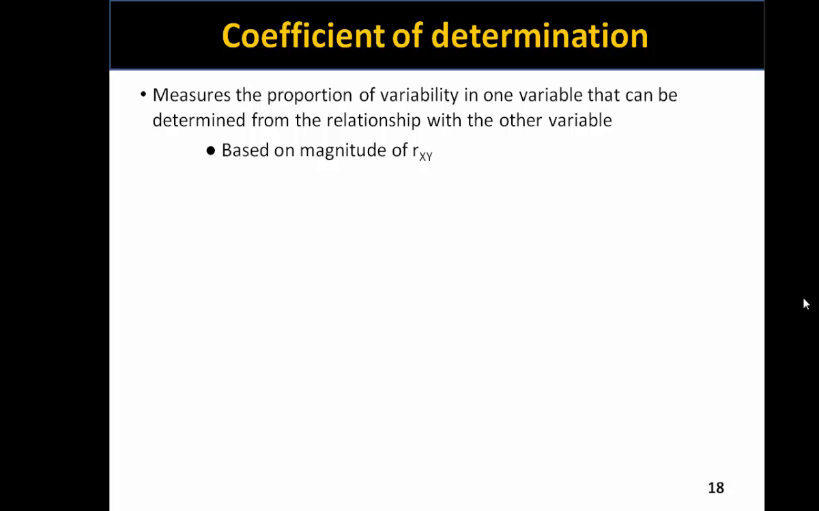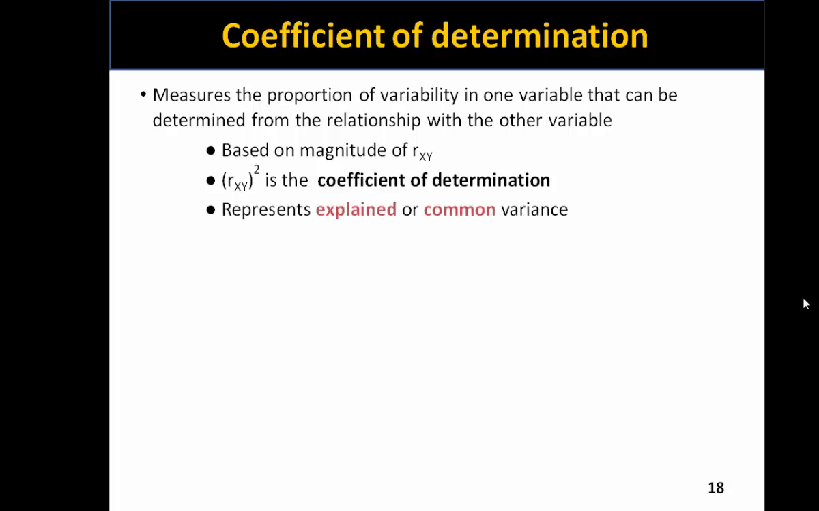This, of course, is based on the magnitude of the Pearson correlation statistic, which is the R statistic. If we take the computed R statistic, the Pearson correlation coefficient, and we simply square it, so we multiply it by itself, we arrive at the coefficient of determination. This represents the explained, or what's often referred to as the common variance.